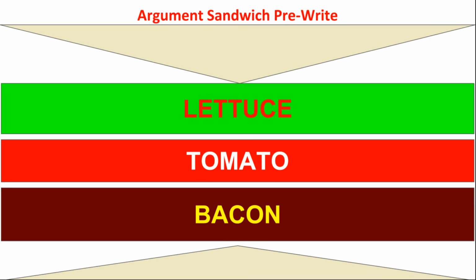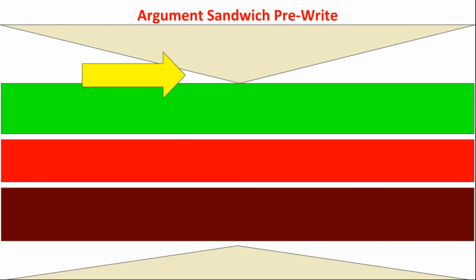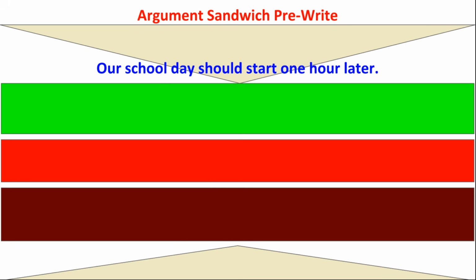First, I need to write my position. Sometimes, this is also called the claim. This is the top bread of my sandwich. I write the position at the point of the upside down triangle because it's the point of the entire paragraph. It points to everything that follows. Here's my position. Our school day should start 1 hour later.